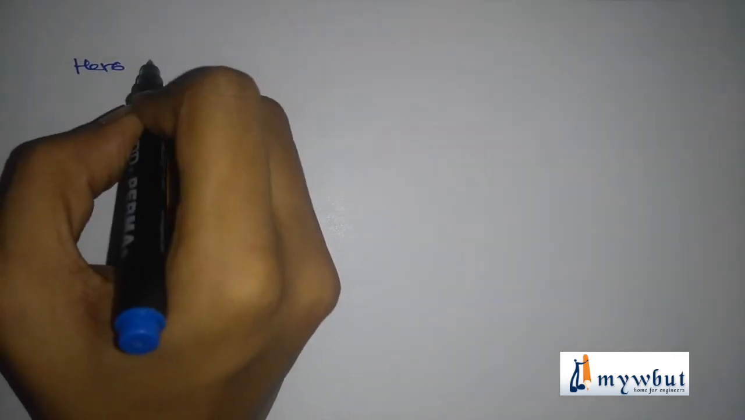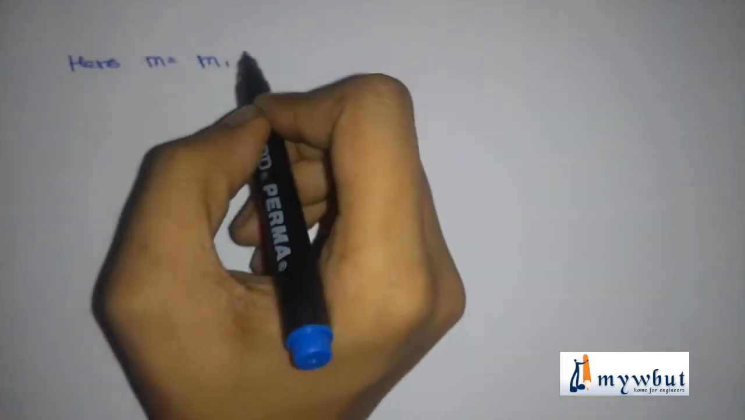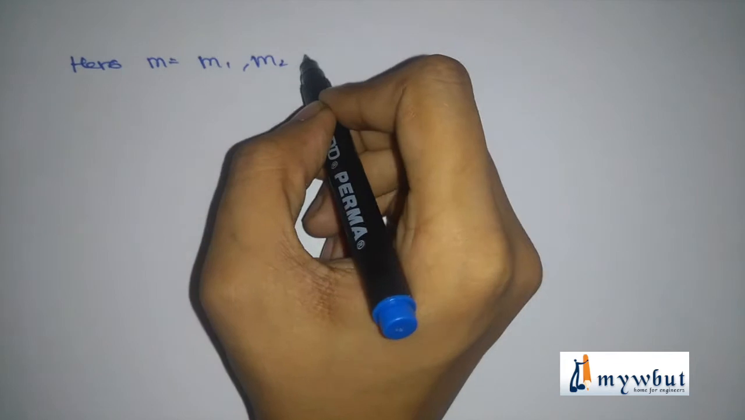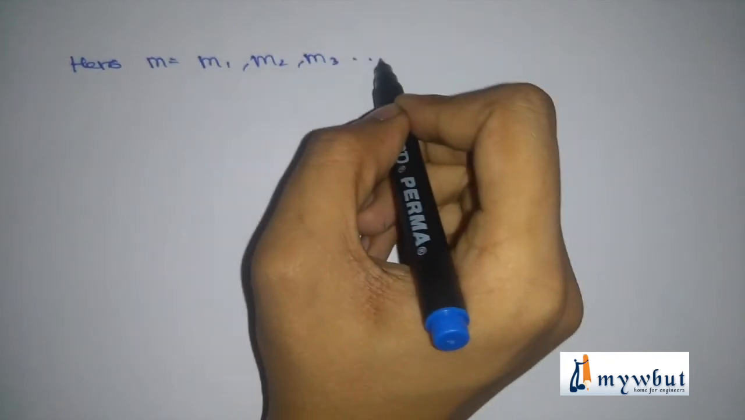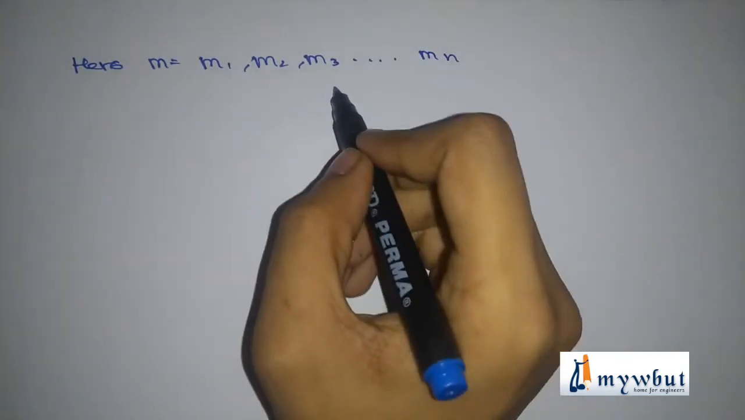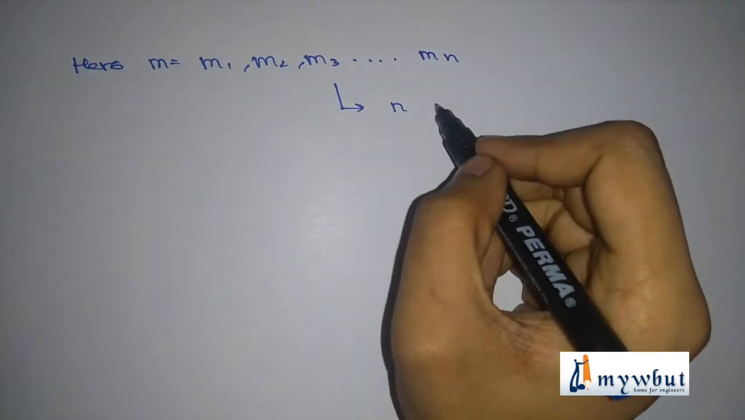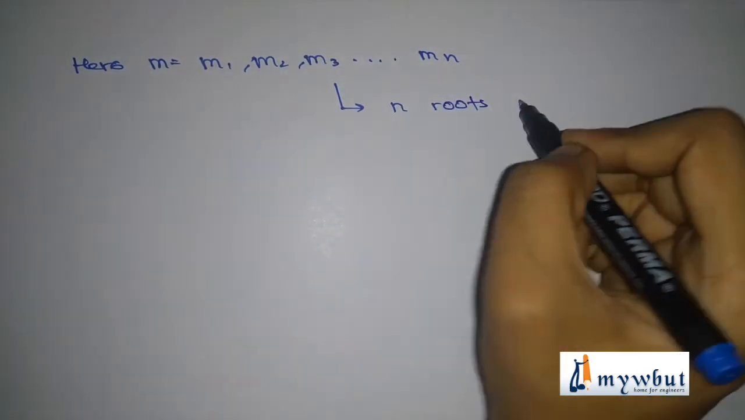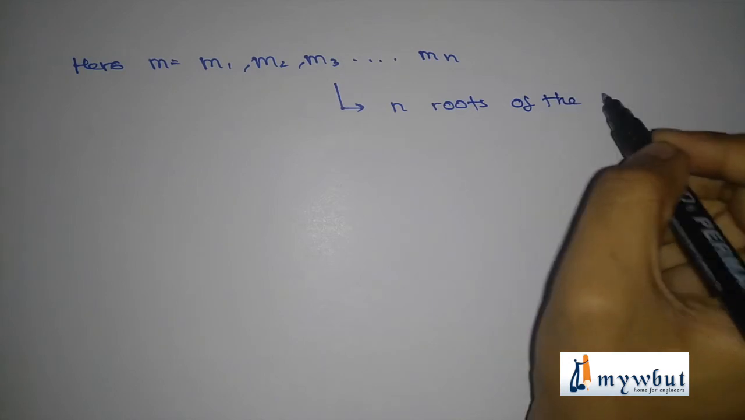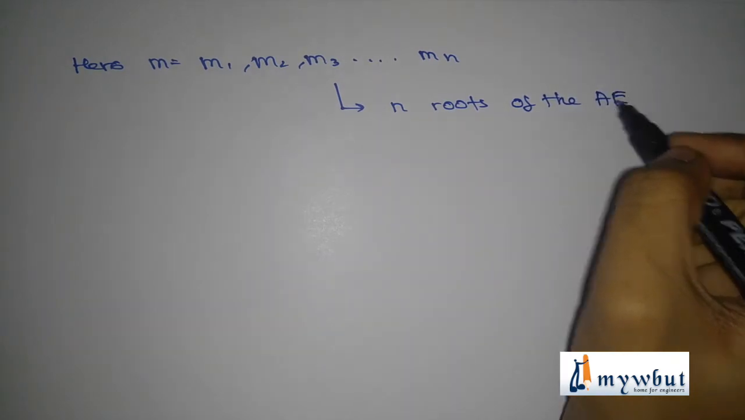So we have found that we can represent our auxiliary equation in terms of m. So what is m exactly here? Here, m is equal to m1, m2, m3, up to mn, where these are the n roots of the auxiliary equation.